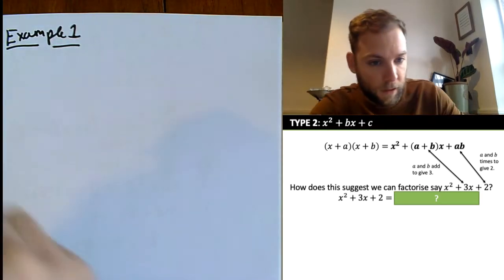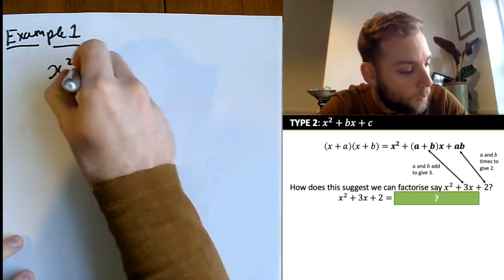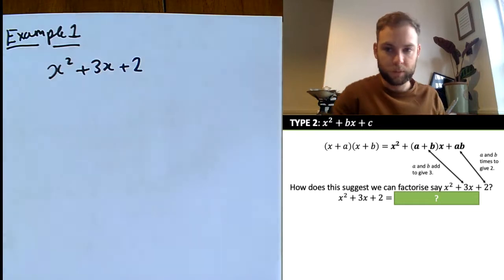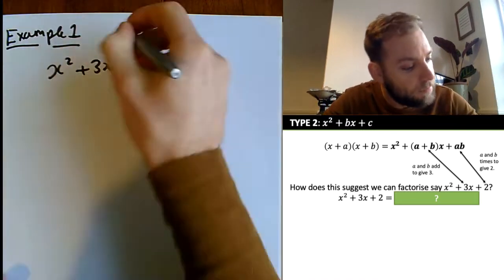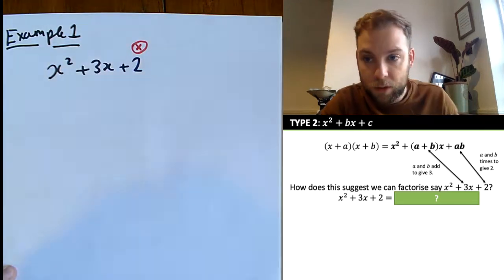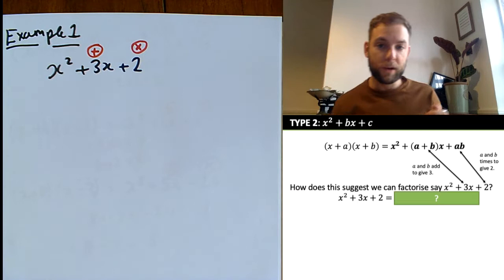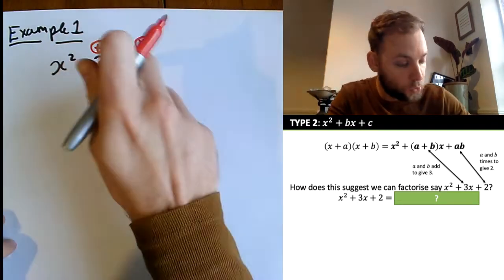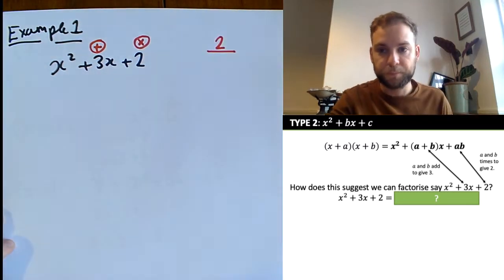Example 1. So how can I factorise x squared plus 3x plus 2? From what we spotted before, we need something that times together to make 2 and adds together to make 3. Now, I always think it's worth writing down the multiples of this last number. So what are the multiples of 2?